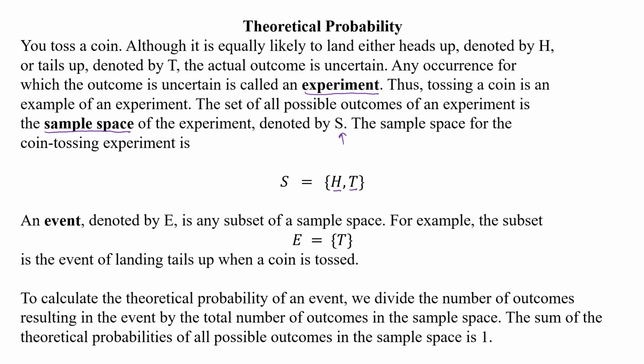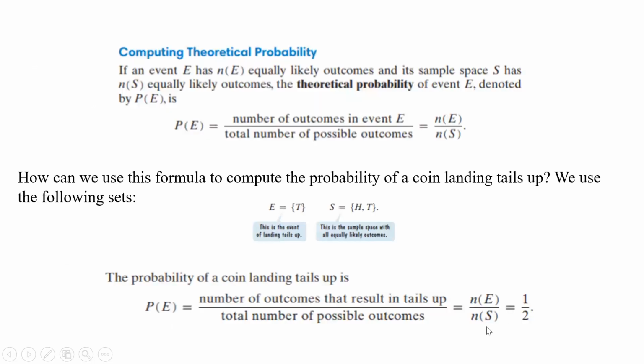To calculate the theoretical probability of an event, we divide the number of outcomes resulting in the event by the total number of outcomes in the sample space. The sum of the theoretical probabilities of all the possible outcomes of a sample space had better come out to be equal to 1. Tails is 1 divided by 2, a half. Heads is 1 divided by 2, a half. A half plus a half is equal to 1. That's what we mean by the sample space having to add to 1.